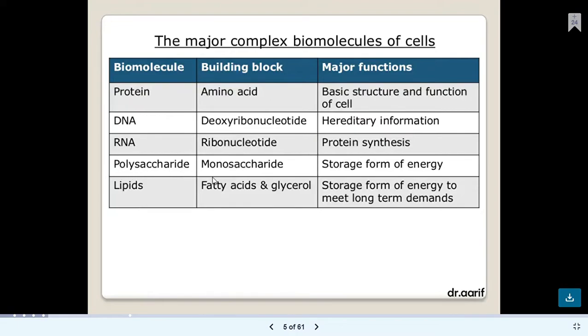Polysaccharide, its building block is monosaccharide or monomers, they are storage forms of energy. And lipids, that is mostly fats, their building blocks are fatty acids and glycerol. So the major function is storage form of energy to meet long-term demands.